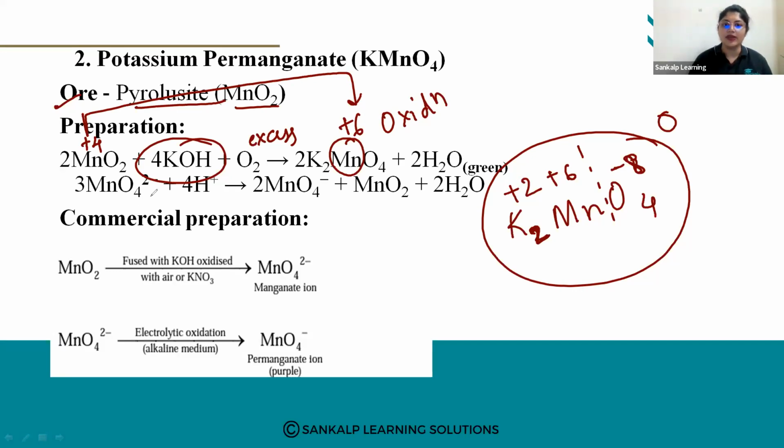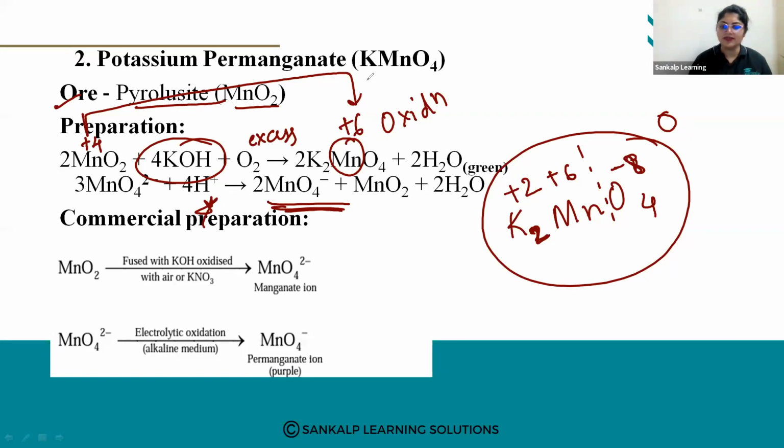Then the MnO4 2- ions are acidified. So what we are doing first: MnO2 is fused with KOH, or you can use any strong base like NaOH, and you use excess of air. Then it gives you a dark green K2MnO4 solution, which further undergoes acidification. You are treating it with excess of acid, and it is giving you potassium permanganate. So this is potassium permanganate.